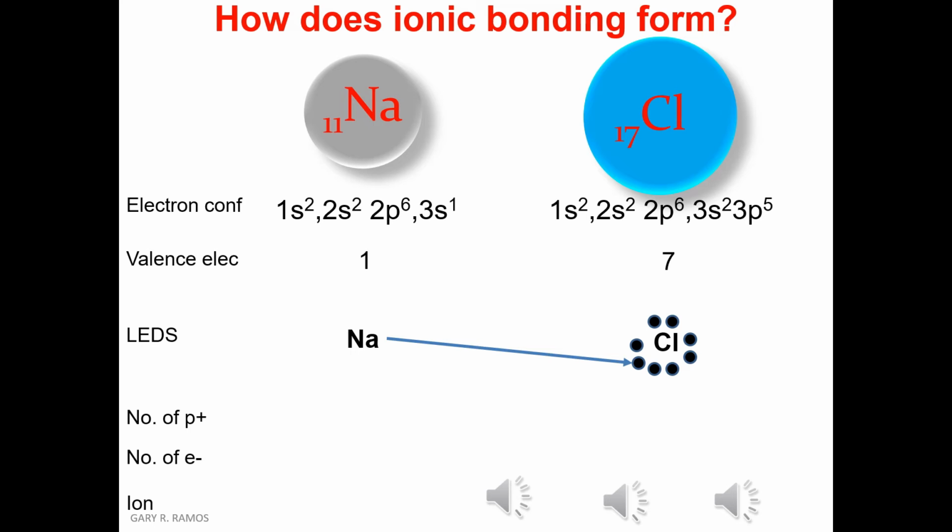Now, how do we know whether a particular atom will give its electron or receive an electron? If the valence electrons of a particular atom range from 1 to 3, it tends to give its electrons. But if the valence electrons range from 5 to 7, it tends to receive electrons. Aside from that, if the atom is a metal, it tends to give its electrons. And if the atom is a nonmetal, it tends to receive electrons.